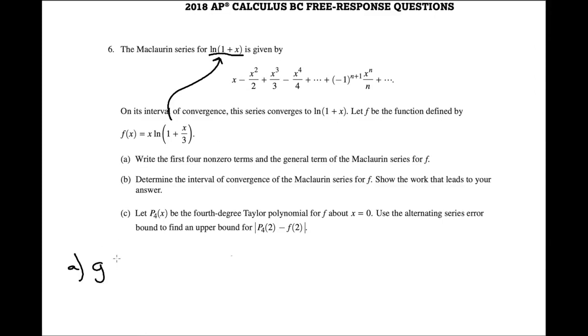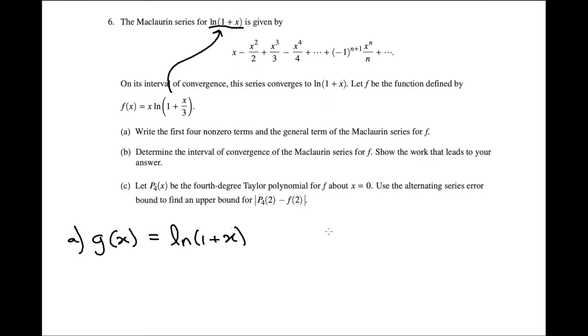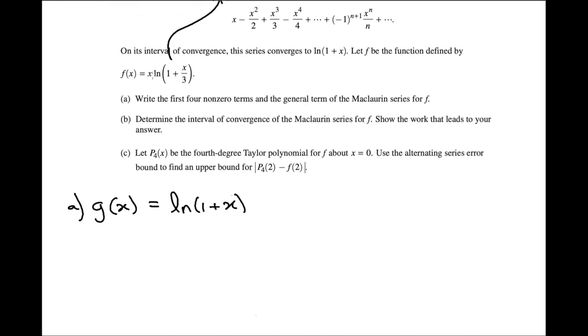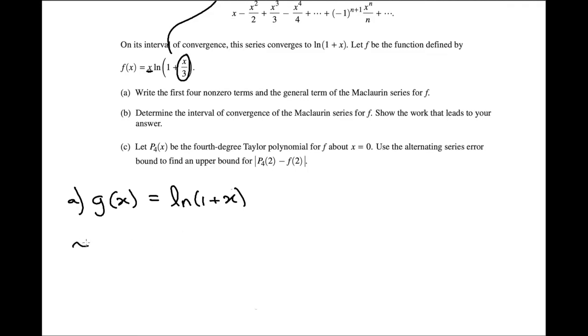The first thing I'm going to do is define this function g of x to equal ln of 1 plus x, which we already have a MacLaurin series for. It's been given to us. Now, given this, what changes do we make to f of x to reach g of x? Well, we just multiply by x and plug in x over 3. So we can reach the conclusion that f of x is the same thing as x times g of x over 3.